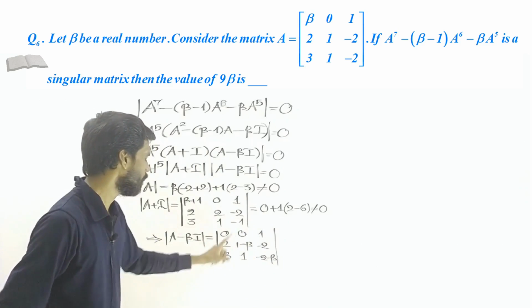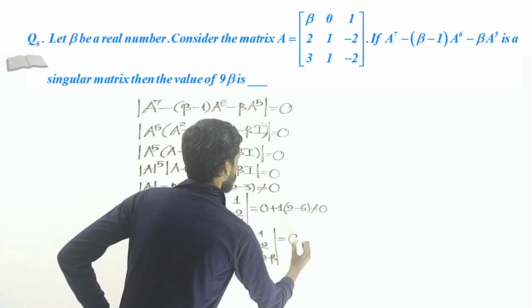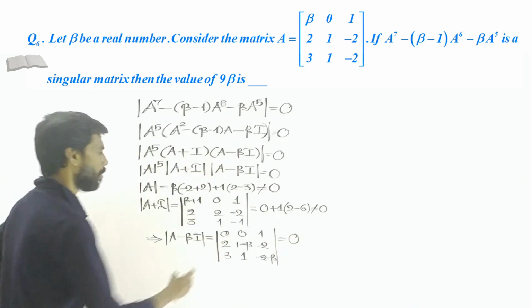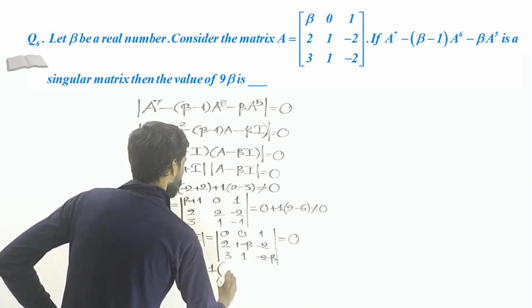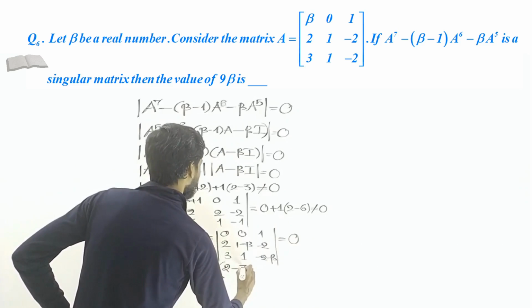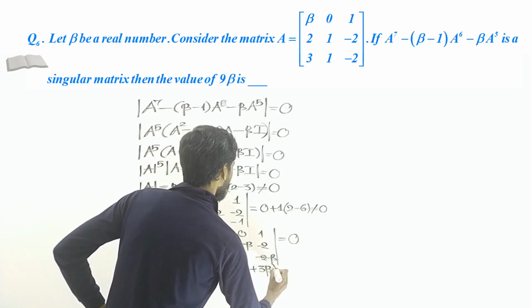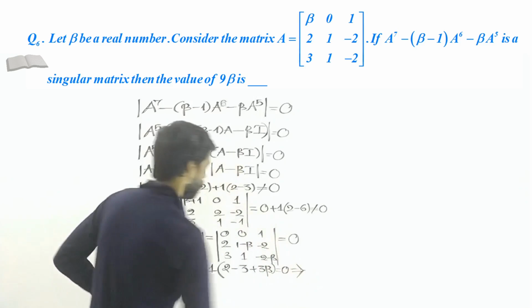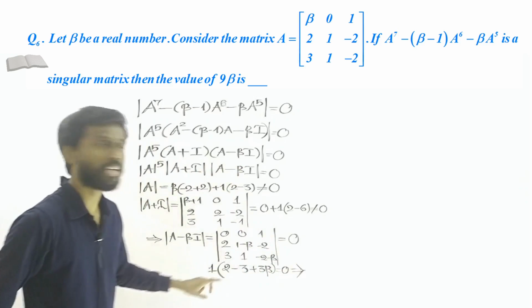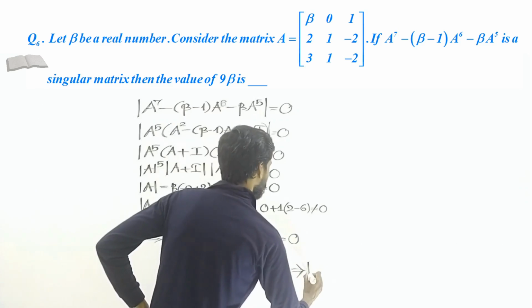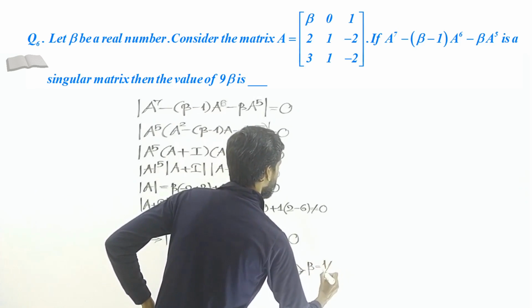1 multiplied by this product. So this must be equal to 0, right? So 1 multiplied by 2 minus 3 plus 3 beta equals 0. So that gives you the value of beta. So 3 beta equals 1. So beta is 1 divided by 3.